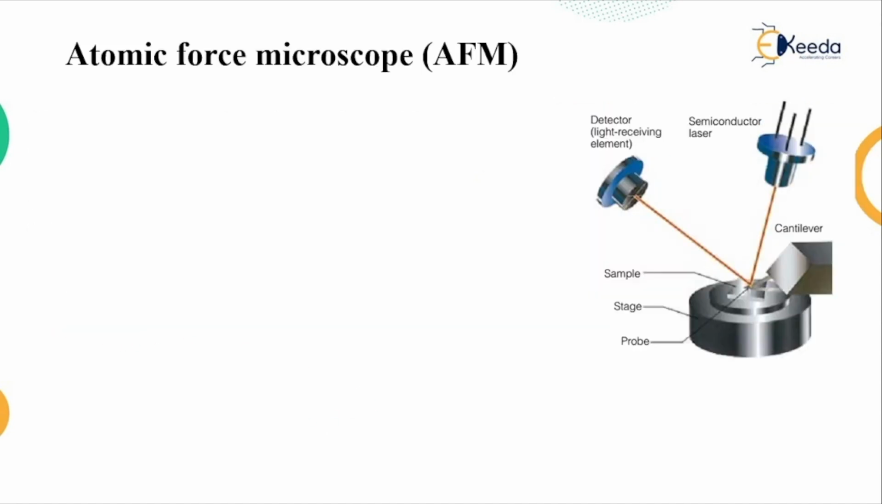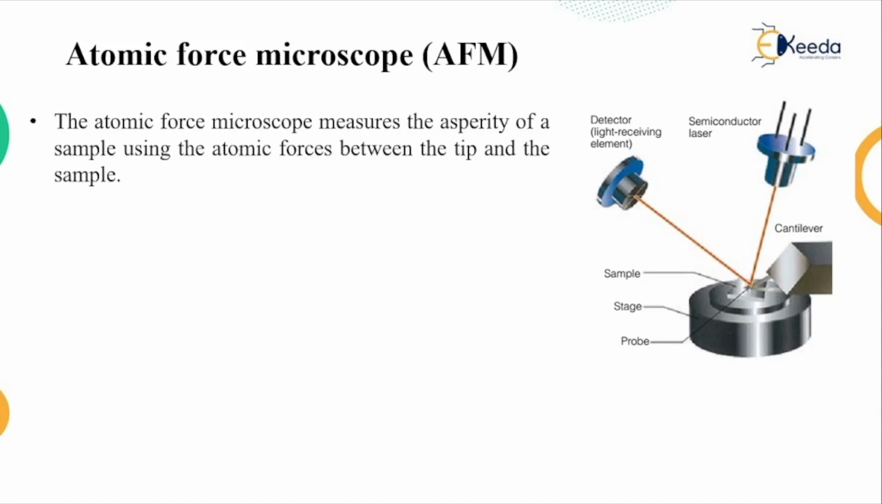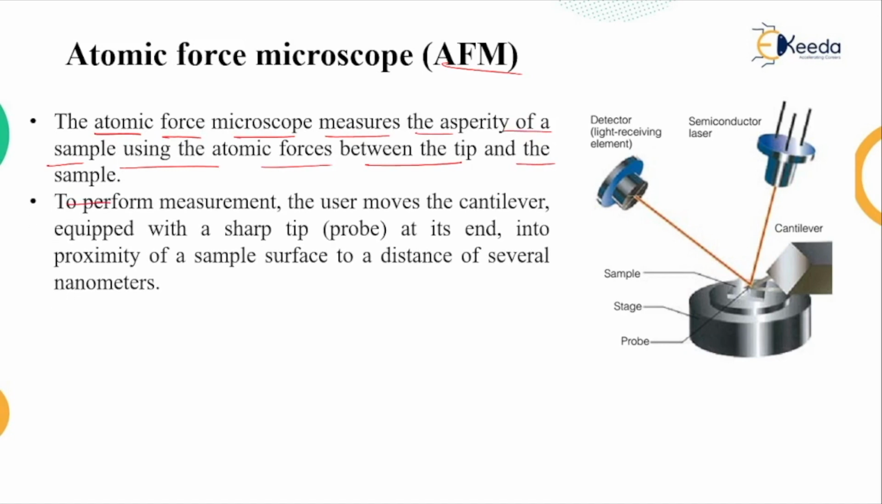Now we'll see some advanced methods of measuring surface roughness. One method is atomic force microscopy. This process is nowadays being used for very advanced materials. AFM is the short form of atomic force microscope. The atomic force microscope measures the asperity of a sample using the atomic forces between the tip and the sample. To perform the measurement, the user moves the cantilever, which is equipped with a sharp tip, or we can say the probe, at its end.